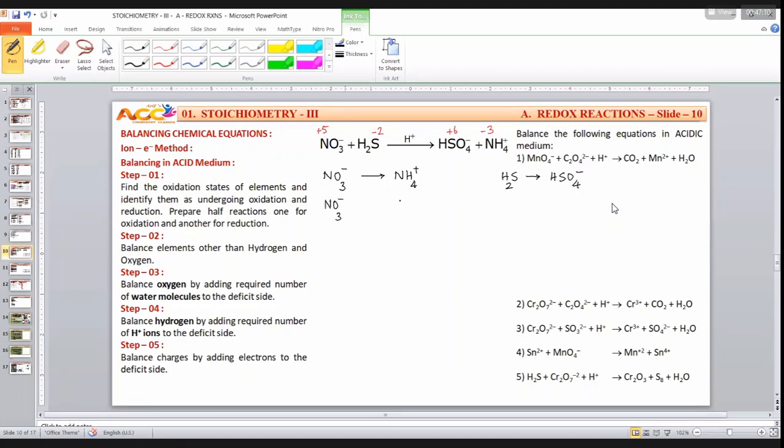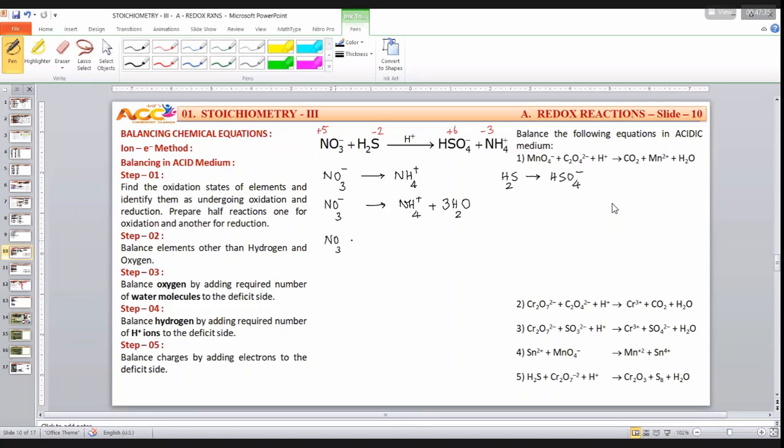Here in the ammonium ion, we are having no oxygen. Therefore, 3 oxygen means 3 water molecules. Sir, hydrogens are disturbed. No, don't panic. Cool, cool, right? 3 oxygens. After that, balance hydrogen. How many hydrogens? 4 and 6, 10. Here, nothing. No problem. Calm and cool.